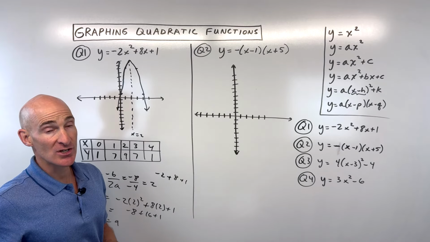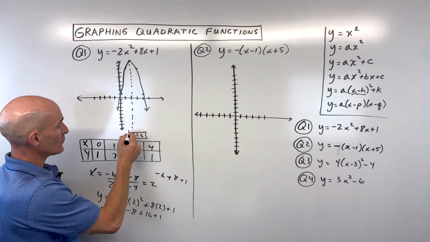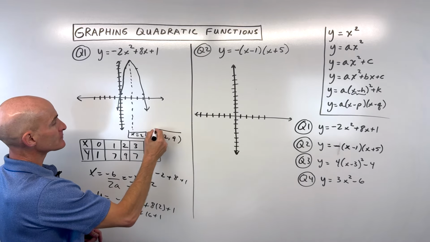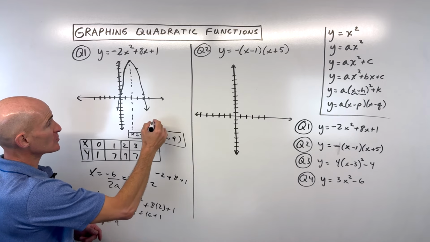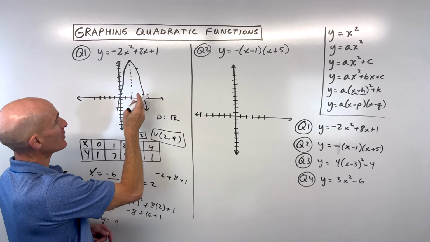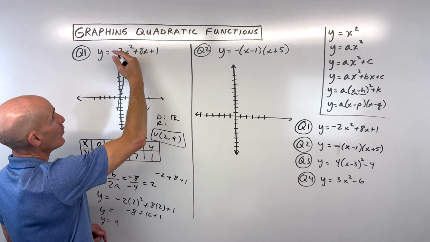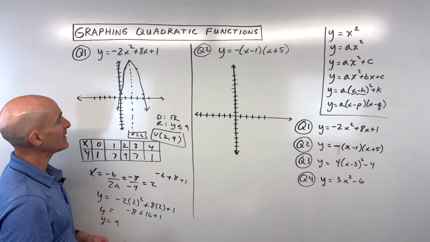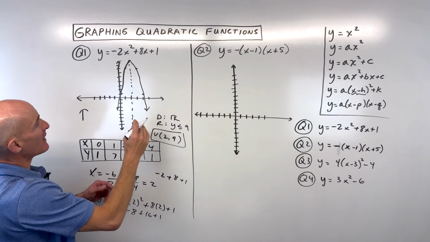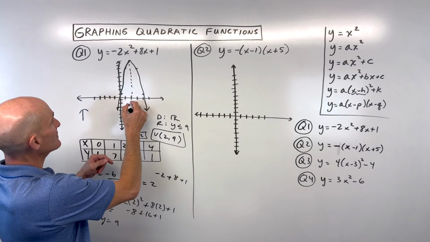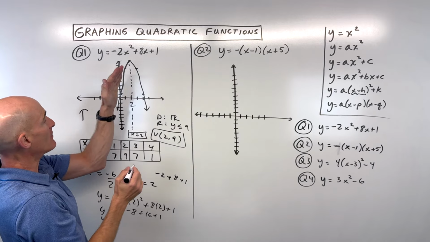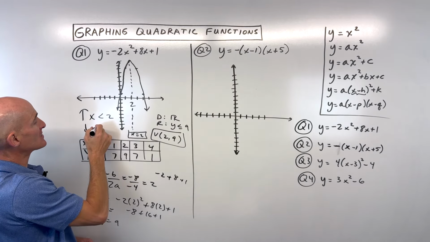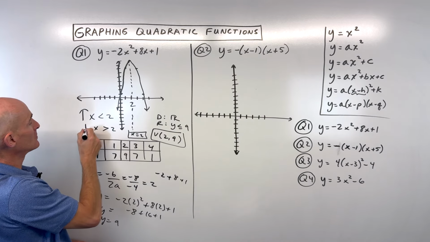Let's answer the questions. We've got our axis of symmetry already. We've got our vertex already, which we said was at 2, 9. We have our domain, which we know is all real numbers because it goes to the left and right forever and ever. The range is going to be what the y values can be. 9's the highest or lower, so y is less than or equal to 9. It's increasing as we read from left to right when the graph is to the left of 2. See, it's going up. So it's increasing when x is less than 2, decreasing when x is greater than 2.